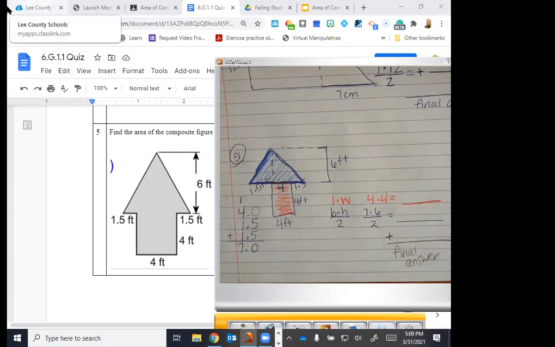All right, I hope this helps some of you and definitely makes you feel a little bit better about finding area of composite shapes.